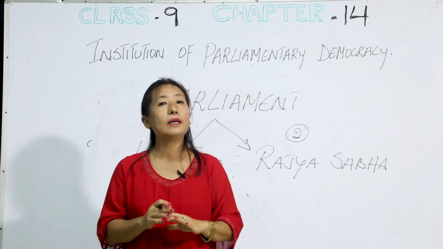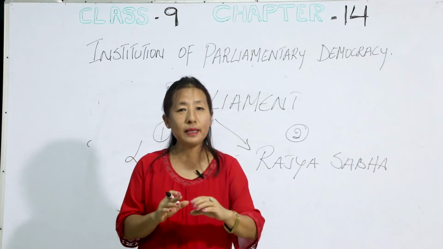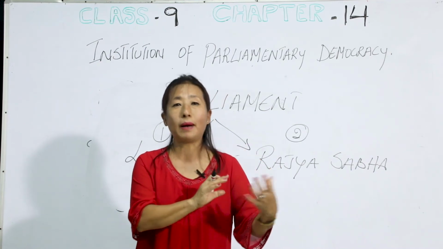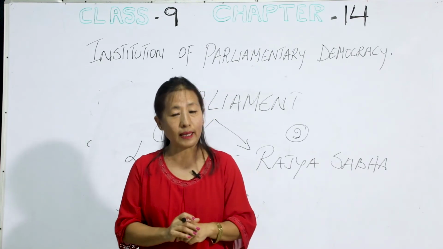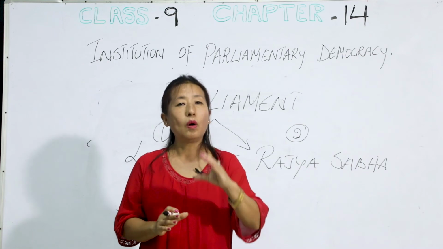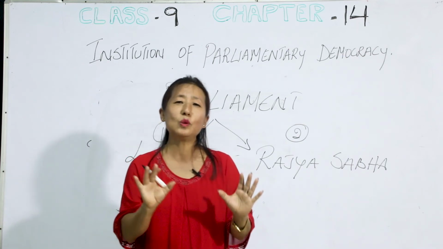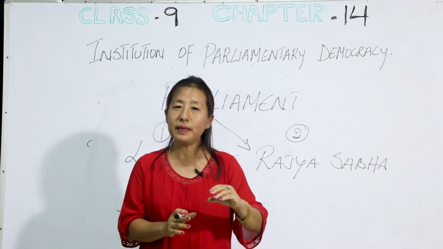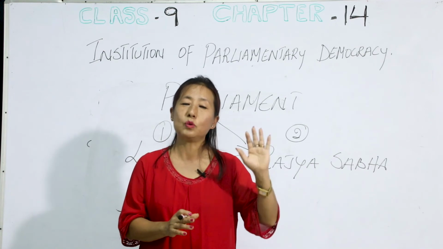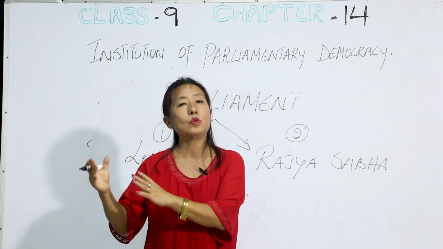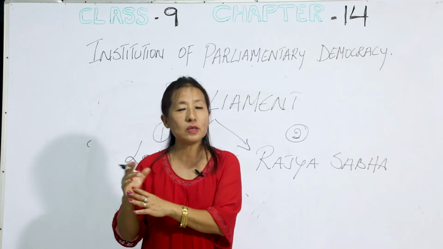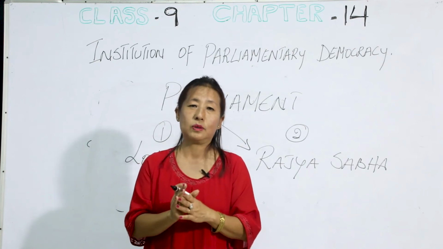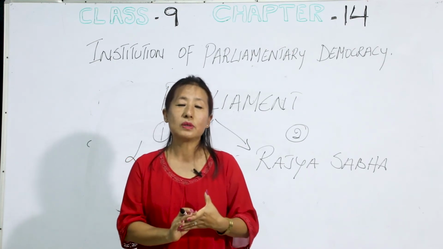Now here, there are two types of bill. It is written clearly in your textbook. We call them money bill and ordinary bill. Money bill means everything that is to do with money. And talking about ordinary bill, that has nothing to do with money. From there you can make out the difference. So money bill is to do with money. Ordinary bill is to do with changes, the laws and changes that the parliament wants to enact.